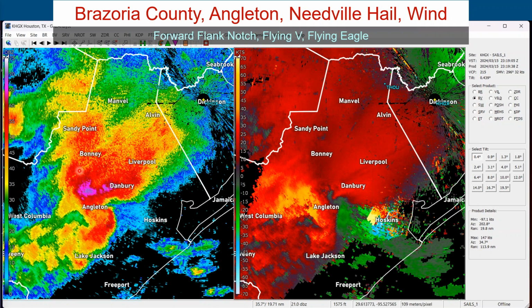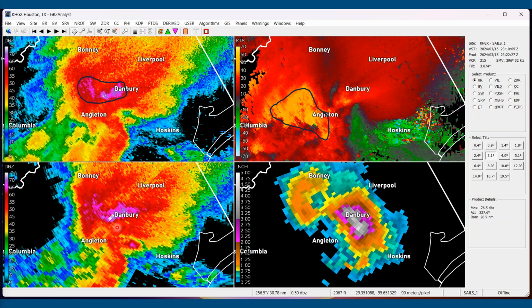Remember I said rear flank downdraft. I'm going to show you evidence now of some of these higher winds that end up wrapping around the right flank of this supercell. So let's zoom in a bit on the Angleton, Danbury area. A lot to see here. I've got hail in between Angleton and Danbury. Danbury seems to be getting some of the maximum hail there in areas north of Angleton.